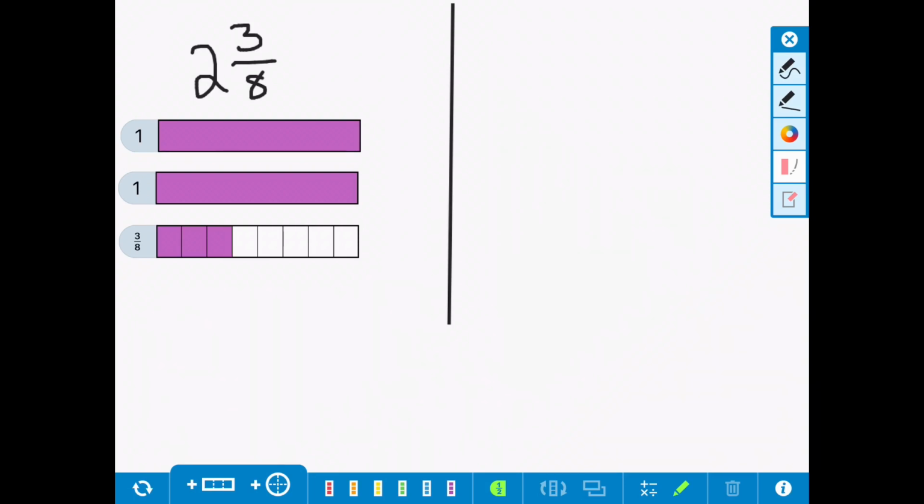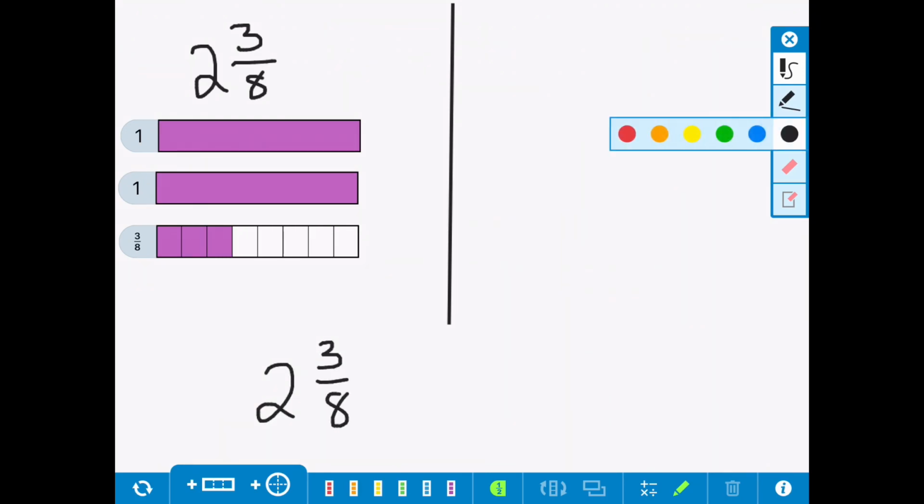There is a shortcut to convert a mixed number to an improper fraction without having to draw a picture. But it's really, really helpful to have a picture of what 2 3/8 or any mixed number looks like in your mind. All right, so here's 2 3/8 in purple strips. The shortcut way involves making a mixed number MAD.